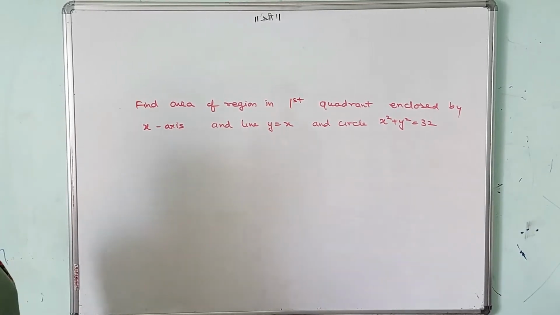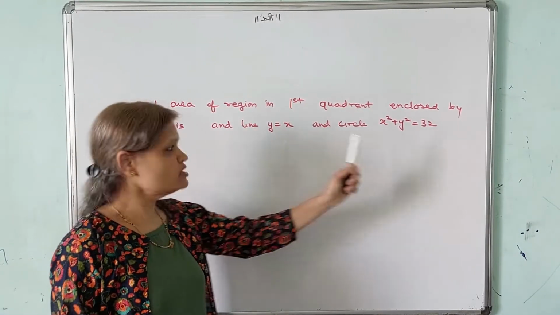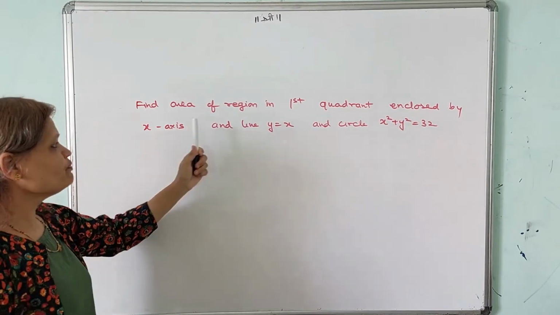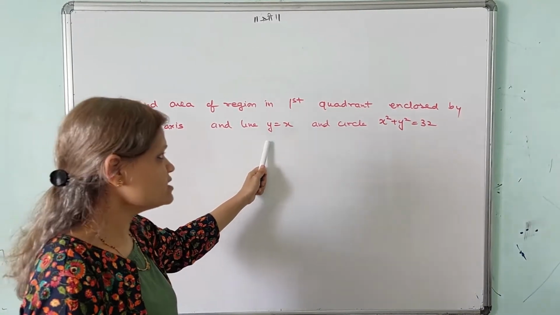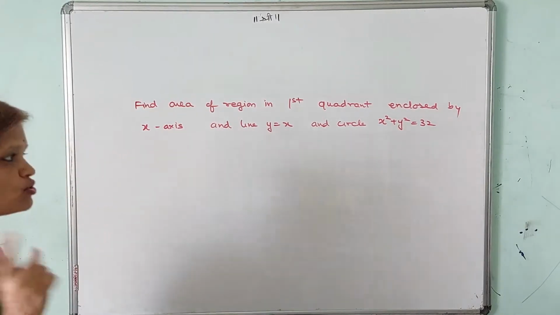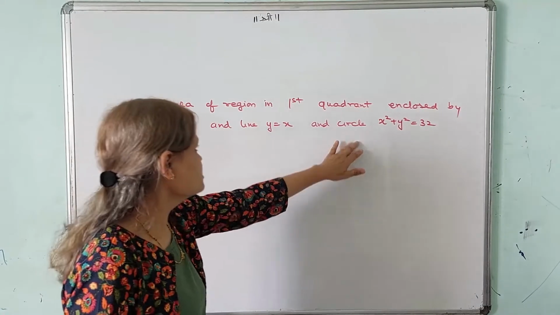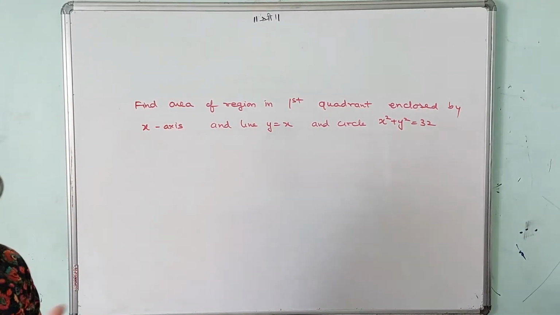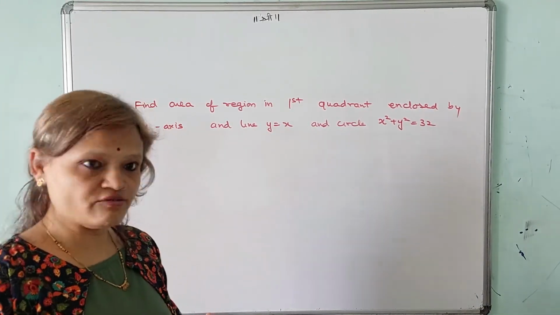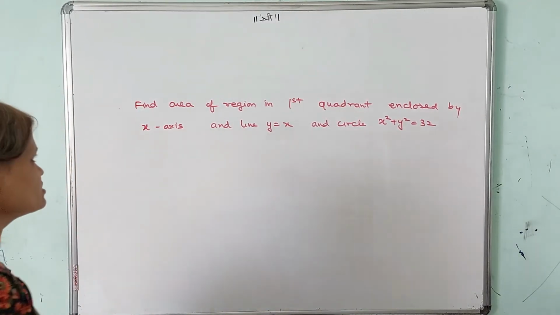Next question, and a very important one. Find the area of the region in the first quadrant enclosed by the x-axis, the line y equal to x and the circle x square plus y square equal to 32. As I told you, first we have to draw the correct diagram of the circle and this line, then check what area we have to find, and then the final part, integration and calculation.